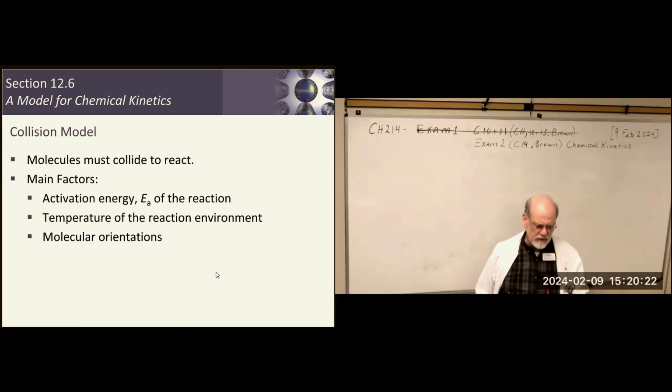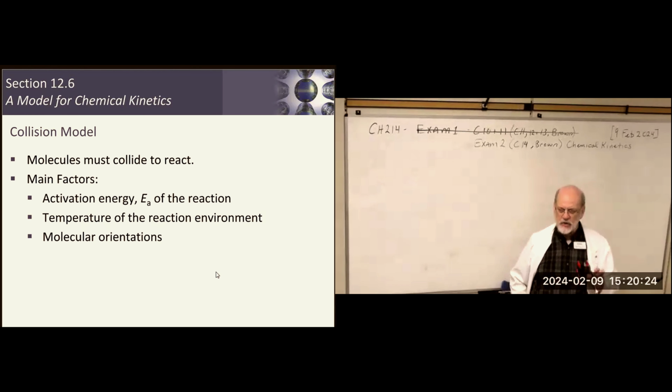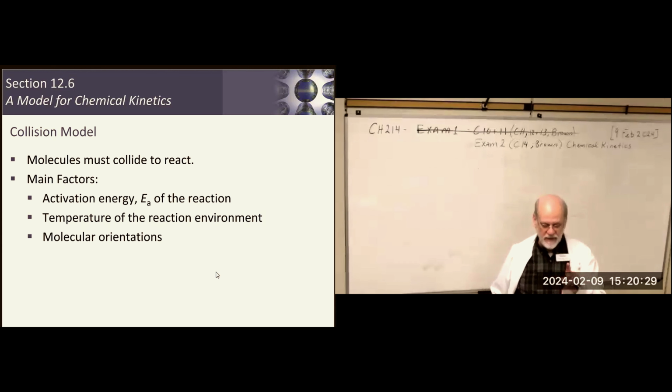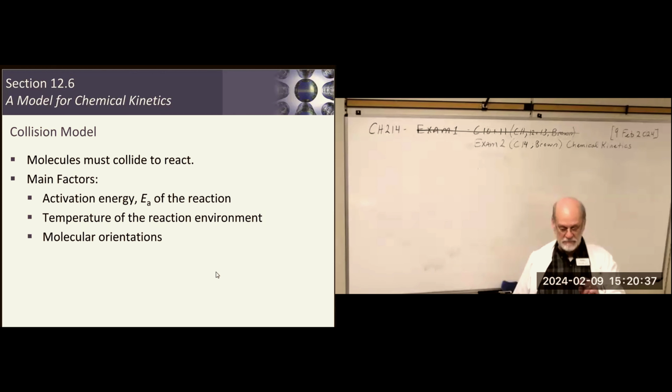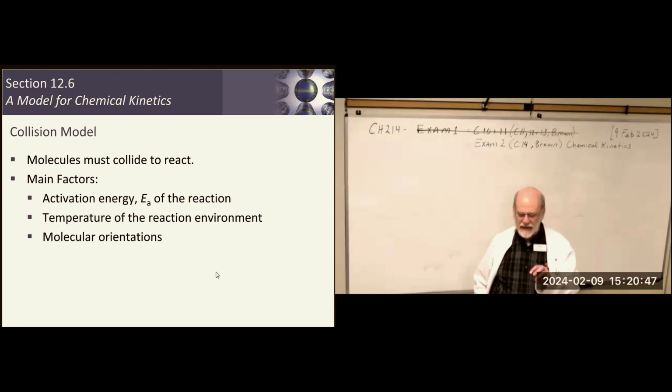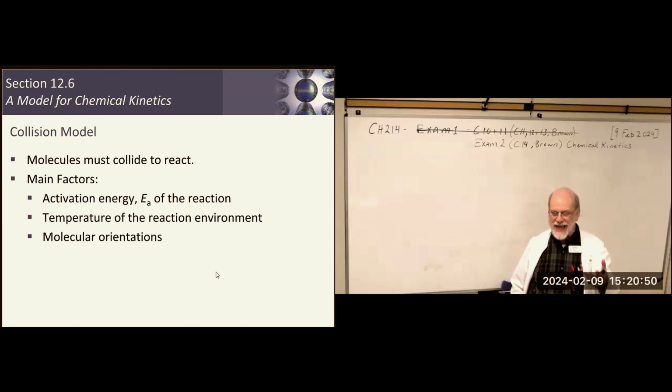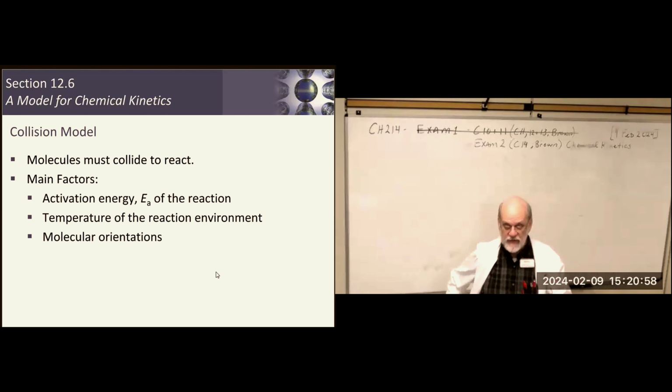Now, I sort of alluded to the collision model a minute ago when I was talking about the termolecular. The collision model simply says first that in order for a reaction to occur, molecules must collide. They got to bang into each other in order to break bonds and form new ones. So that's why the termolecular is so rare. It's difficult to get three molecules or three atoms to hit each other at just the right angle, just the right orientation, and just the right energy to produce the desired reaction.